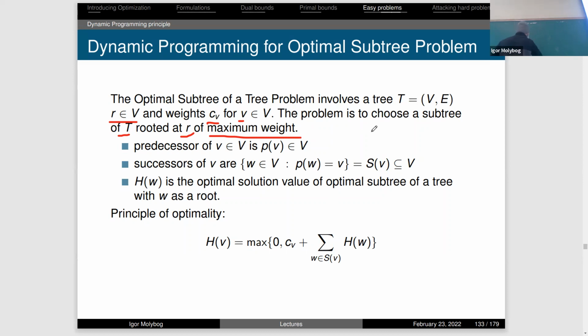How can we make a picture of it? We have nodes here, and this is our R, and we would like to select a subtree, let's say of this form, like this. This is a subtree, so this entire subgraph is going to be a subtree. And we would like to pick a subtree such that the sum of the weights on the nodes is the largest. Is there a question regarding what a tree or a subtree is? Okay. Is the formulation clear? Like what we are trying to achieve?